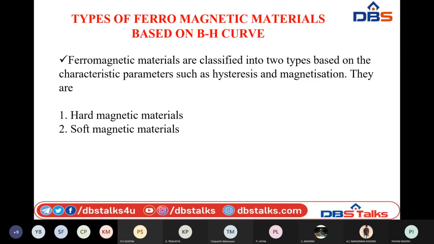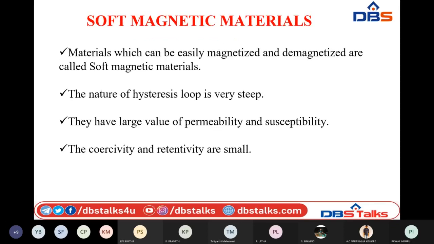So this depends upon their magnetism properties and also the area of the loop of hysteresis. First, let us discuss what soft magnetic materials are. Coming to the soft magnetic materials, ferromagnetic materials which can be easily magnetized and demagnetized are called soft magnetic materials.